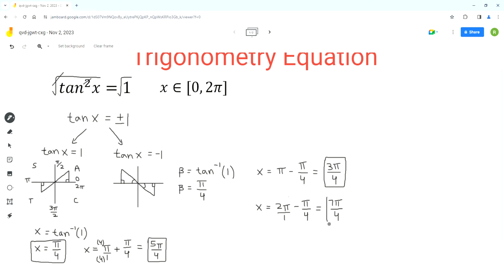So this is the fourth solution in quadrant 4. So this equation has 4 solutions, one in each quadrant because of the 2 cases we got. So pi over 4 in quadrant 1, 3 pi over 4 in quadrant 2, 5 pi over 4 in quadrant 3, and 7 pi over 4 in quadrant 4.